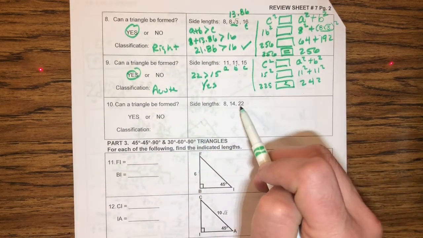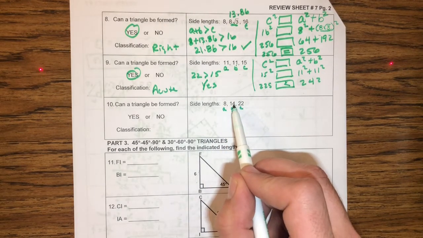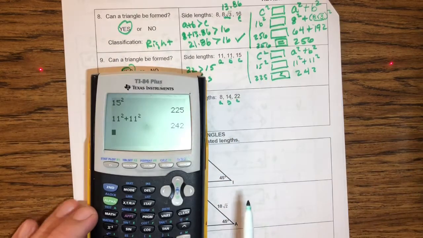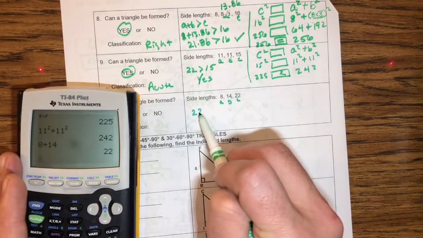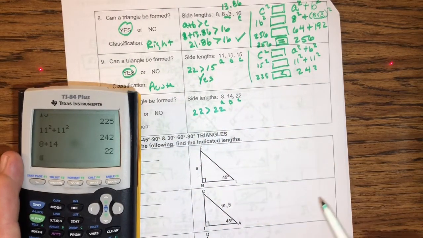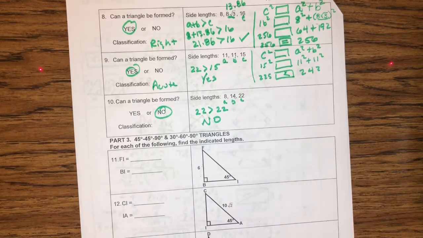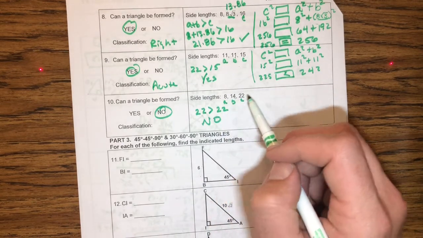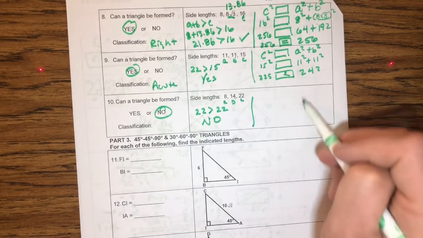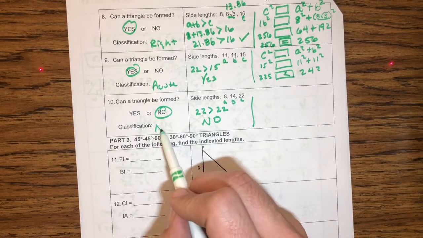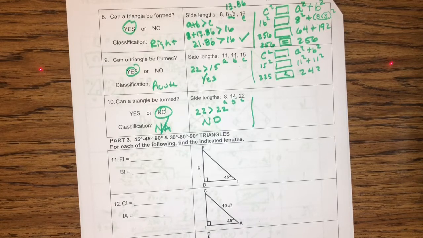On the next one, here's my C, my A, my B. 8 plus 14, 22. Is 22 bigger than 22? No. This is not a triangle. We can't form a triangle if we have line segments of 8, 14, and 22. Is there any reason to do phase 2 of this? Do we classify it if it's not a triangle? No. No classification.